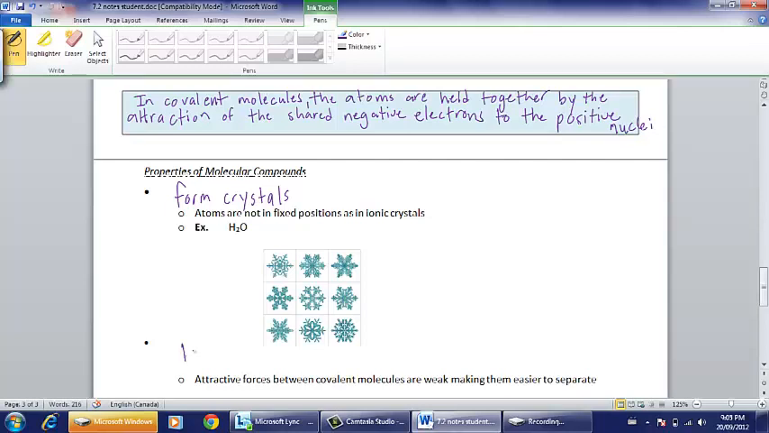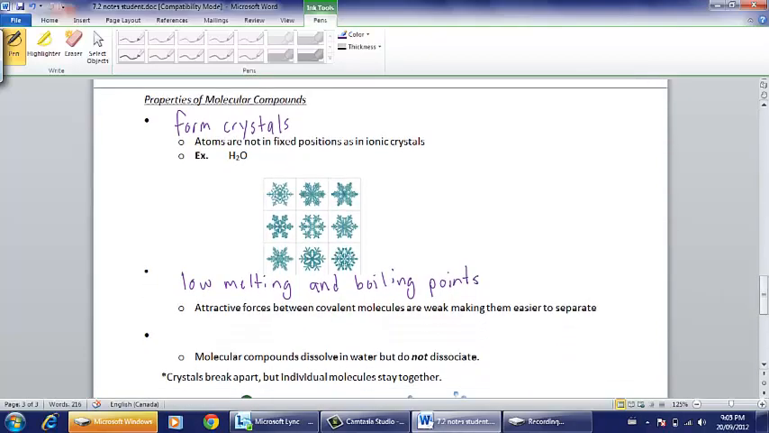Molecular compounds have low melting points, low melting and boiling points. And that's because the attractive forces between the covalent molecules are weak, so they're easy to separate. They're poor conductors, so they do not conduct electricity. This is different than the ionic compounds. So a good lab test, if you weren't sure if a compound was ionic or covalent, would be to dissolve it in water and see if it conducts electricity or not.